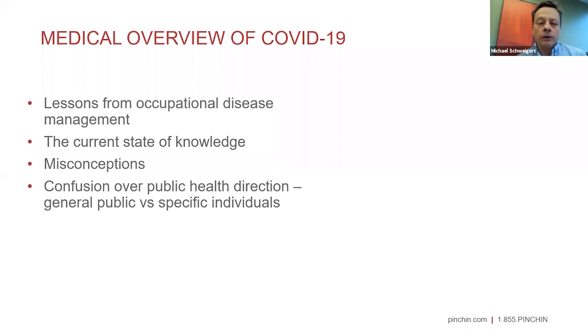And finally, with regards to public health, public health has responsibility for giving direction to the community, but they're also involved in giving direction to specific individuals. They're not necessarily giving direction to organizations on specifically how to manage providing essential services during the pandemic. Next slide.